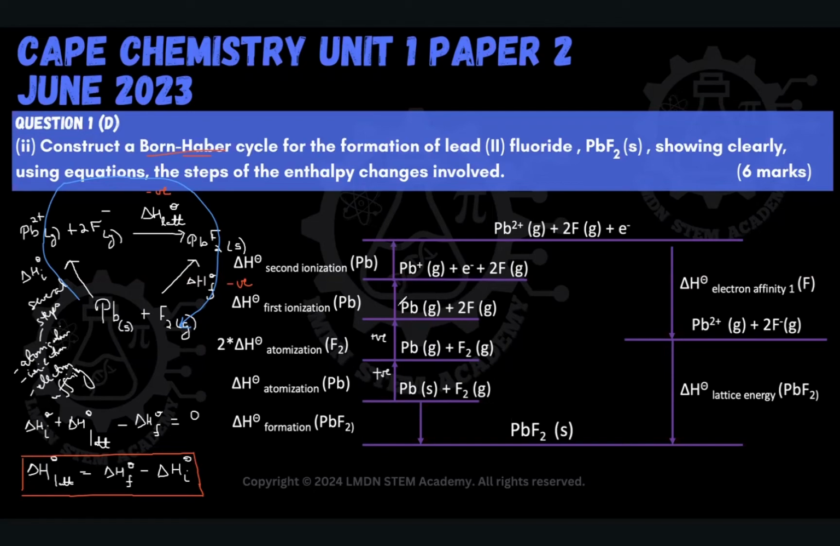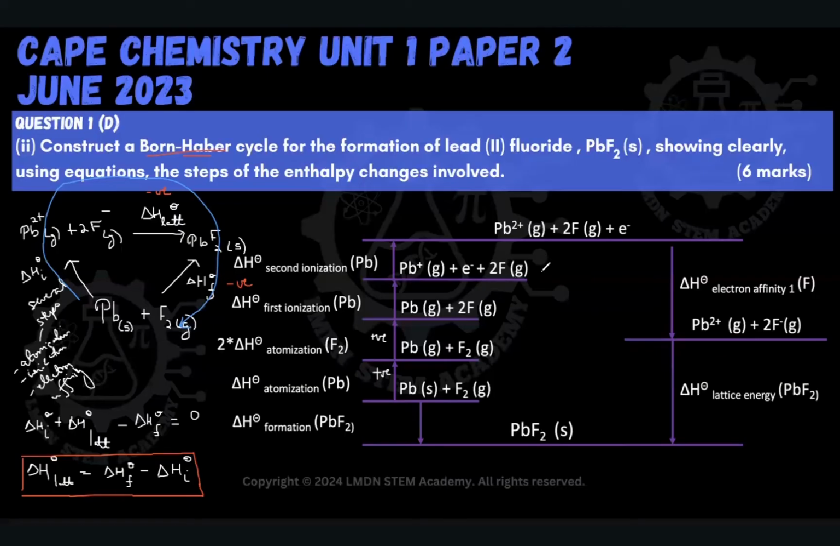We have to ionize our gaseous lead. So that means that we're going to take off an electron off of it. So that's our first ionization, so that's an enthalpy of first ionization. So we take off an electron off of it, and so we end up with Pb+ plus e-. Okay? And of course, we still have our 2 F atoms in the gas phase from before.